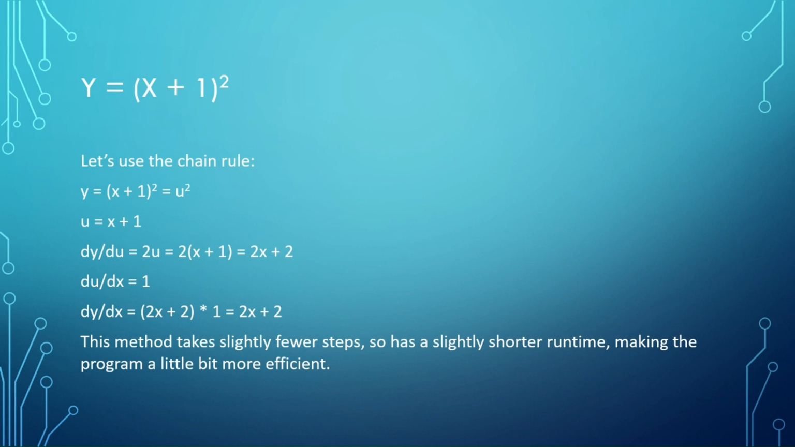So this method takes slightly fewer steps, so it has a slightly shorter runtime, making it a little bit more efficient. Even though it might seem to us like a little bit more work than expanding and differentiating the polynomial, for a computer it might be a little bit easier. So now there are two methods, so they differ slightly.